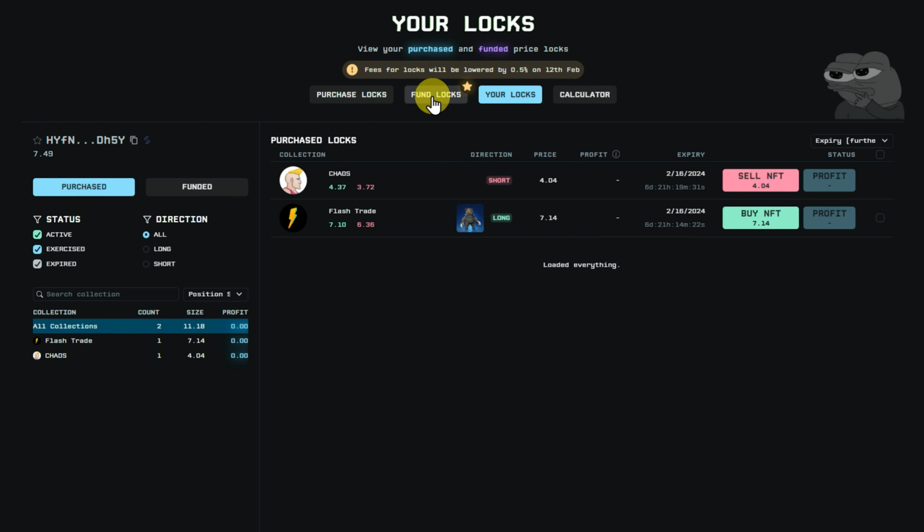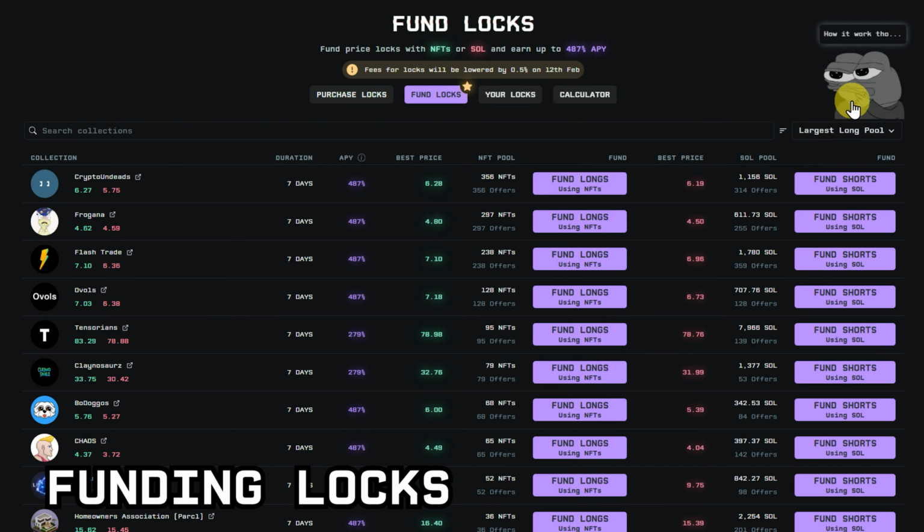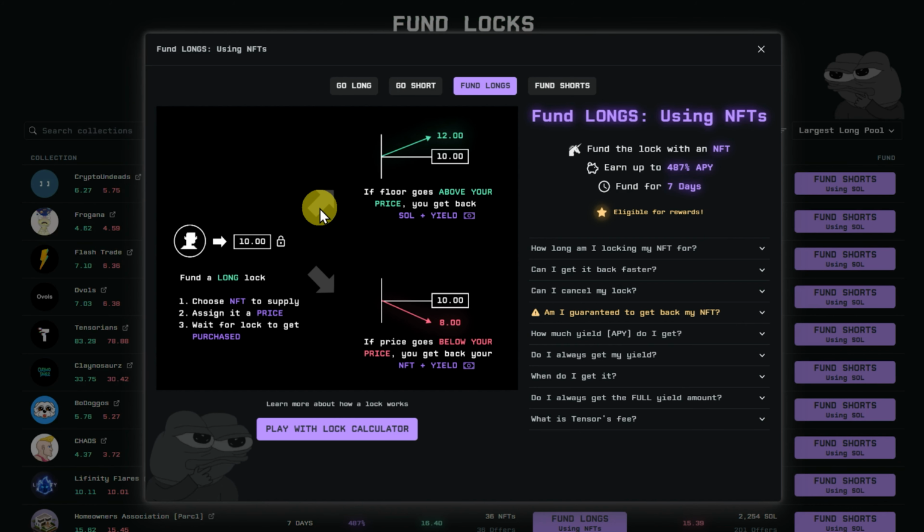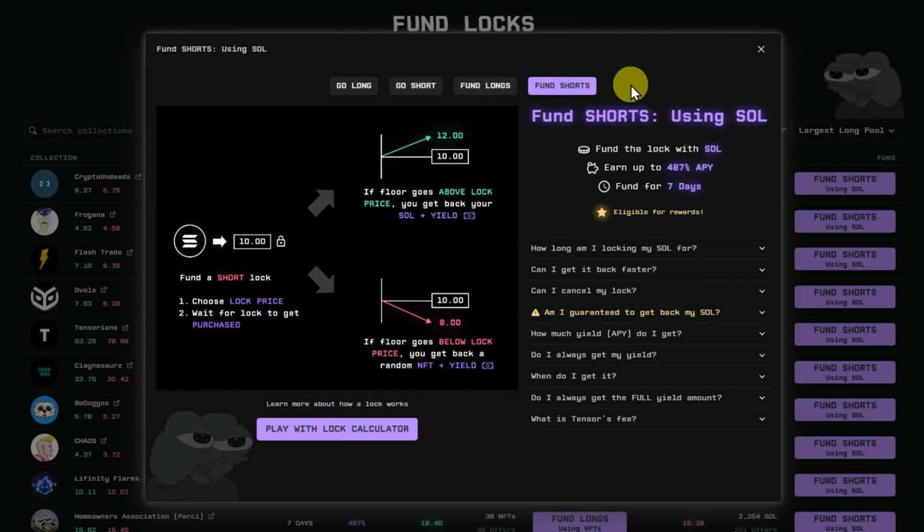Now let's go and check out funding locks. Once again, say hello to Pepe. If we're going to fund longs, we need to have an NFT to actually fund it. If the price goes up, we'll get SOL back and yield. So we must be comfortable with the fact that we could lose the NFT. And of course, we would not supply a rare NFT unless we put a higher price there. If the price goes below your price, you'll get back the NFT and yield. And let's have a look at fund shorts as well.